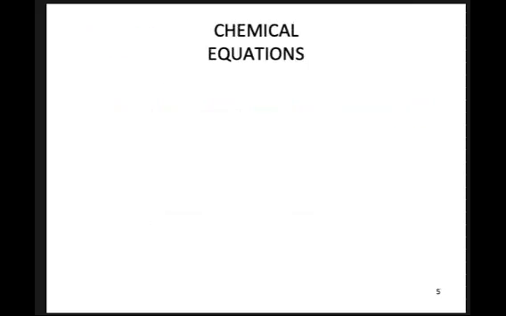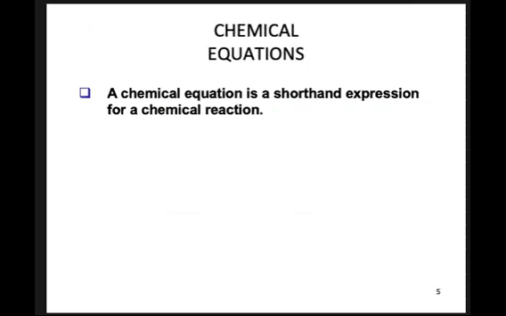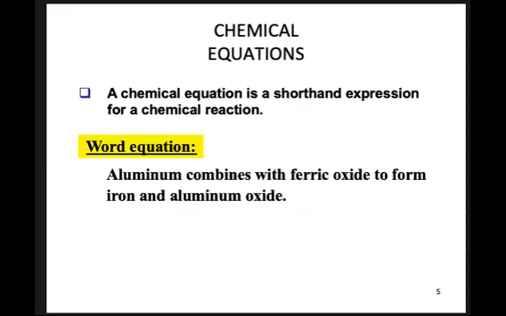Okay, so the shorthand expression for a chemical reaction is the chemical equation. So we have here a word equation. Again, the target is to convert a word equation to a chemical equation. So let's review. Aluminum combines with ferric oxide.